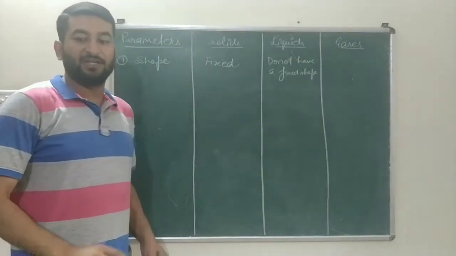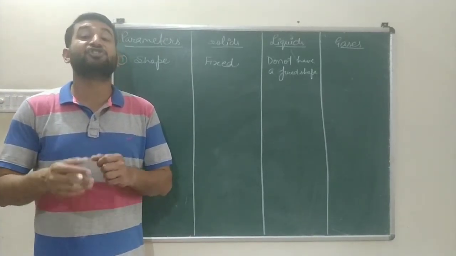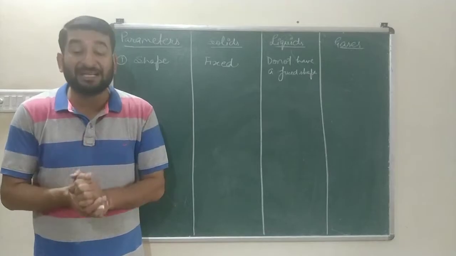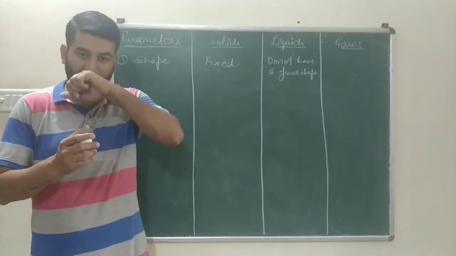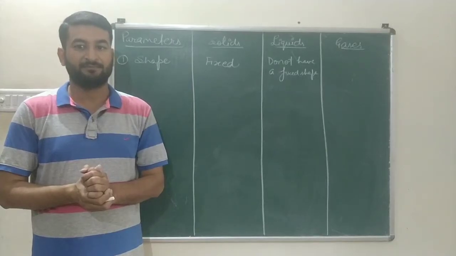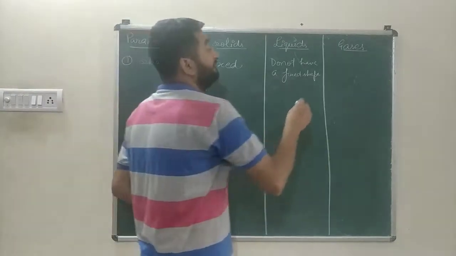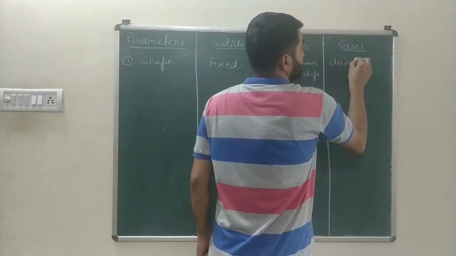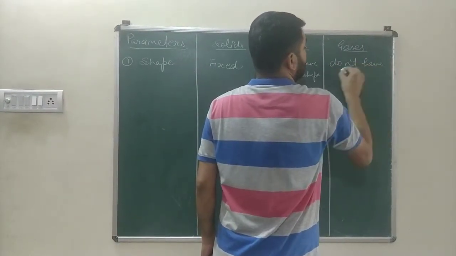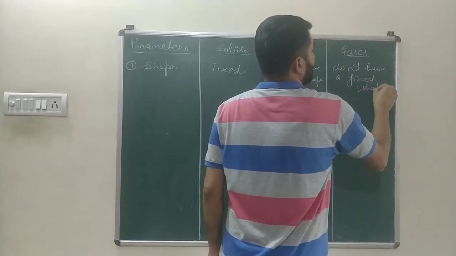Obviously, liquids do not have any kind of fixed shape. Liquids change shape and take the shape of the container in which they are placed. Gases also do not have a fixed shape. They also take the shape of the container.